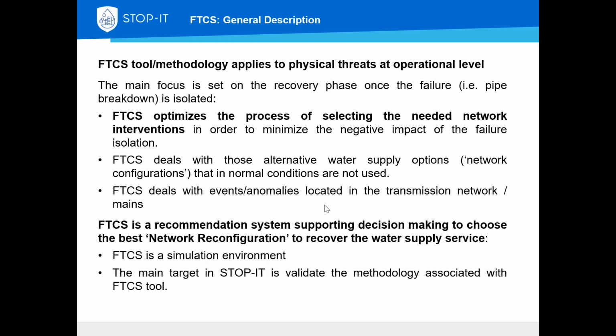This tool applies to physical threats at operational level, as I mentioned. The main focus is set on the recovery phase once the failure is isolated. The tool optimizes the process of selecting the needed network interventions in order to minimize the negative impact of the failure isolation. The tool deals with those alternative water supply options that in normal conditions are not used. Additionally, it deals with events and anomalies located in the transmission network.